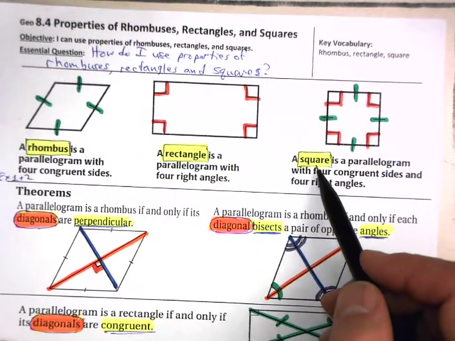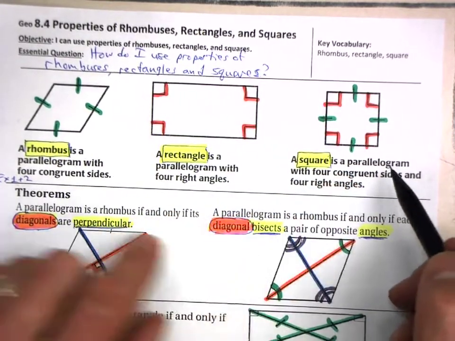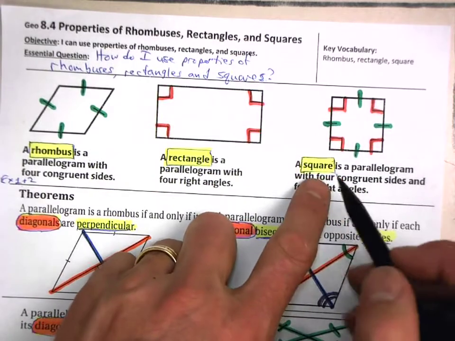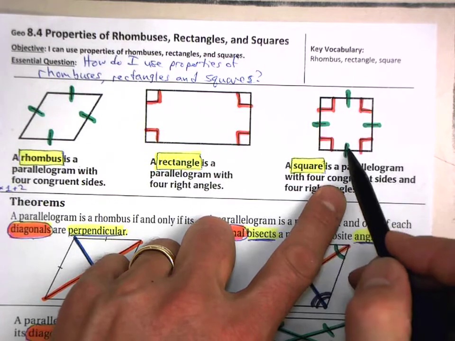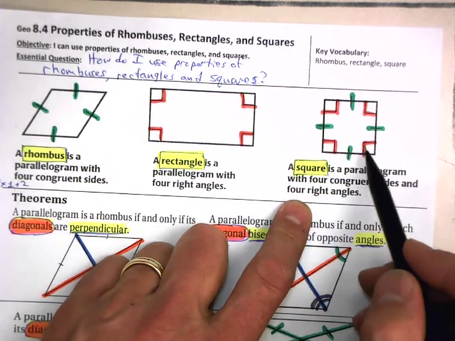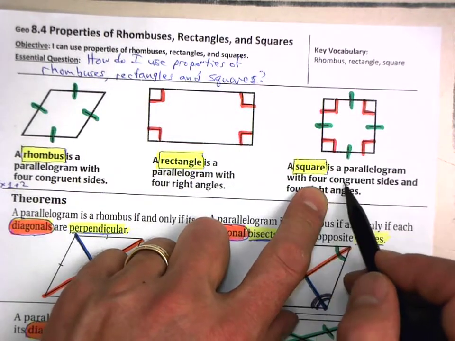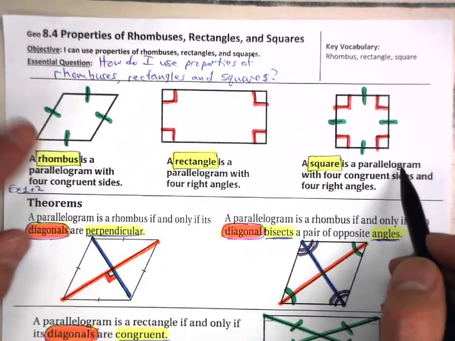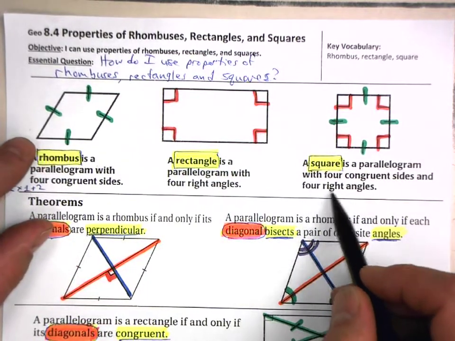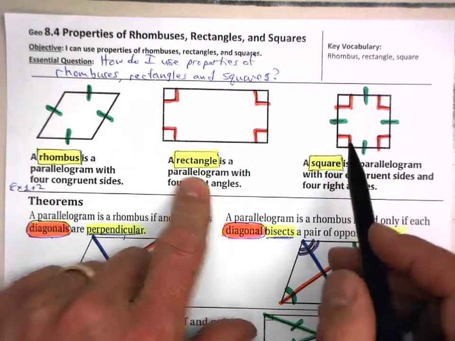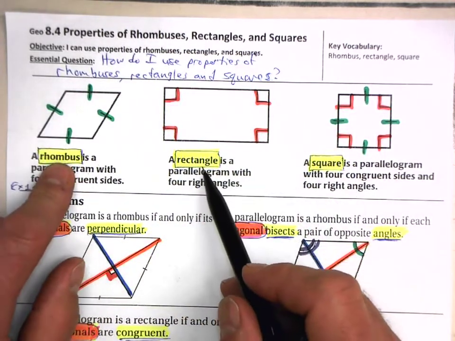And then a square is a parallelogram. That's what they say here, a parallelogram with 4 congruent sides. There's your 4 congruent sides, and also 4 right angles. Hey, what's an easier way for us to say that it has 4 congruent sides? Well, we just say that it's a rhombus. And what's an easier way to say that it has 4 right angles? You can say it's a rectangle. So a square is a rhombus and also a rectangle.